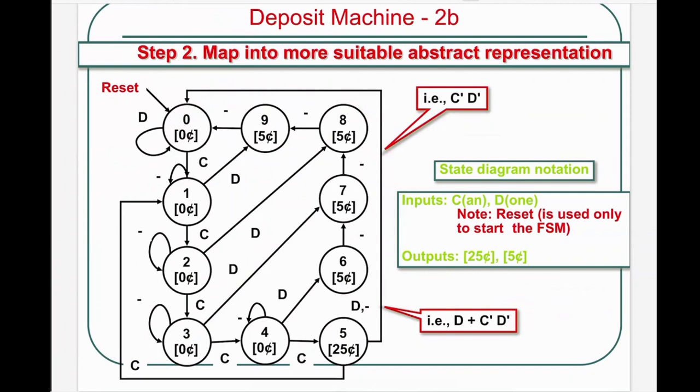You guys see that? So C is being used to denote can or container. D is being used to denote the done button being pressed by the user. Reset input is being used to start off the FSM over here. There are 2 forms of outputs, for 5 cents and 25 cents. Now, any questions about how we came up with the state diagram for a Moore machine that does this?